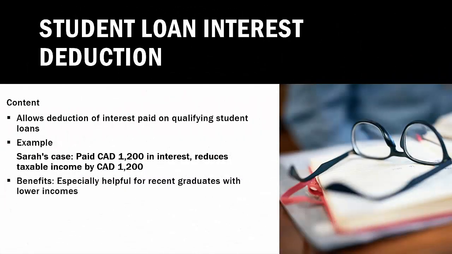1. Student loan interest deduction. This adjustment allows individuals to deduct the interest paid on qualifying student loans from their gross income. Example: suppose Sarah, a recent graduate, paid CAD $1,200 in interest on her student loans last year. She can subtract this amount from her gross income, reducing her taxable income by CAD $1,200. This deduction is particularly beneficial for recent graduates who may still be in the early stages of their careers and not yet earning a high income.